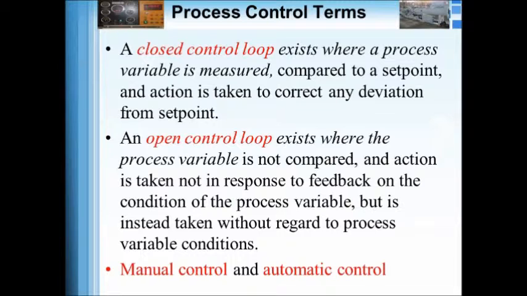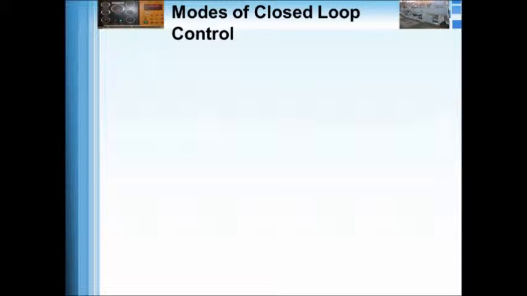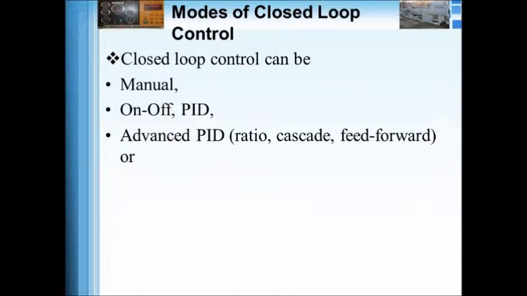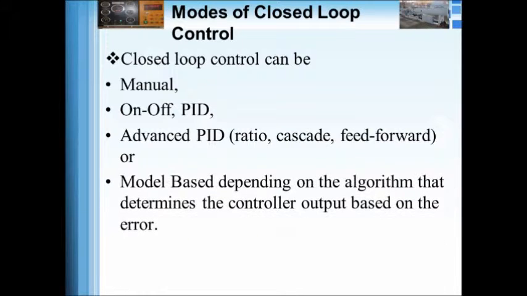Manual control and automatic control. Modes of closed loop control. Closed loop control can be manual, on-off, PID, or advanced PID like ratio, cascade, feedback, feedforward, or model-based, depending on the algorithm that determines the control action.